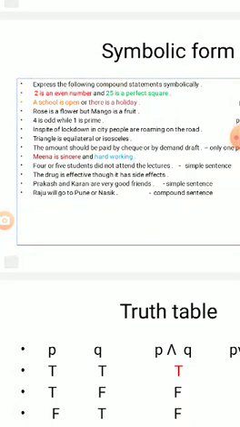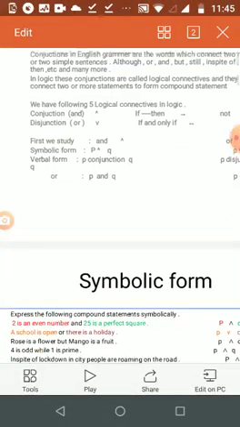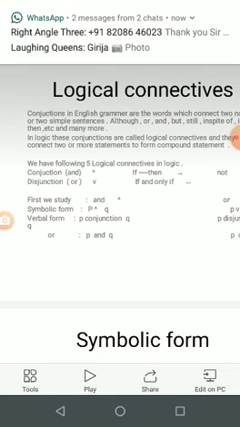So when a compound statement is given, in which there is the word and or the word or, if these two connectives are there in the given compound statement, then you should be able to write its symbolic form, and you should be able to state its truth value. That is what is expected in this slide. Okay.